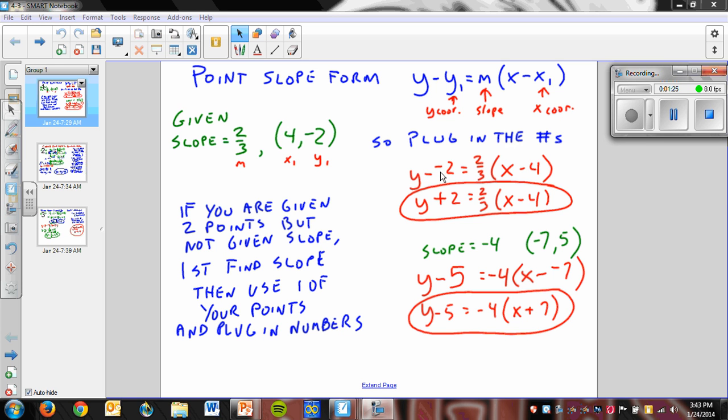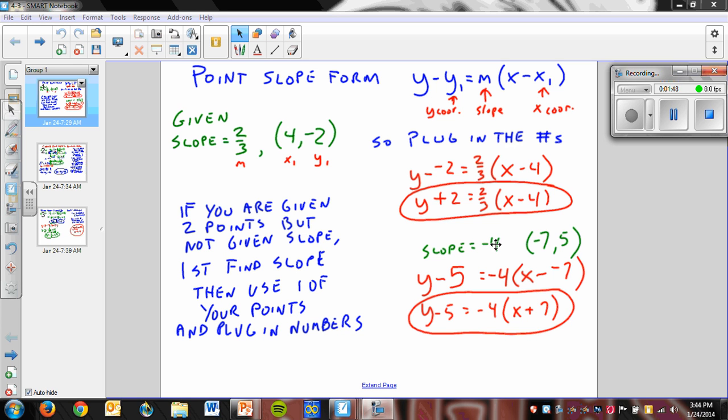Notice that it's always minus a number. Now when you have a minus negative, that changes to plus. So if you see y plus 2, you're going to know that your y coordinate will be a -2. Okay, got to be careful. And in x minus 4, our x coordinate is a +4. So it's always x minus whatever number it is.